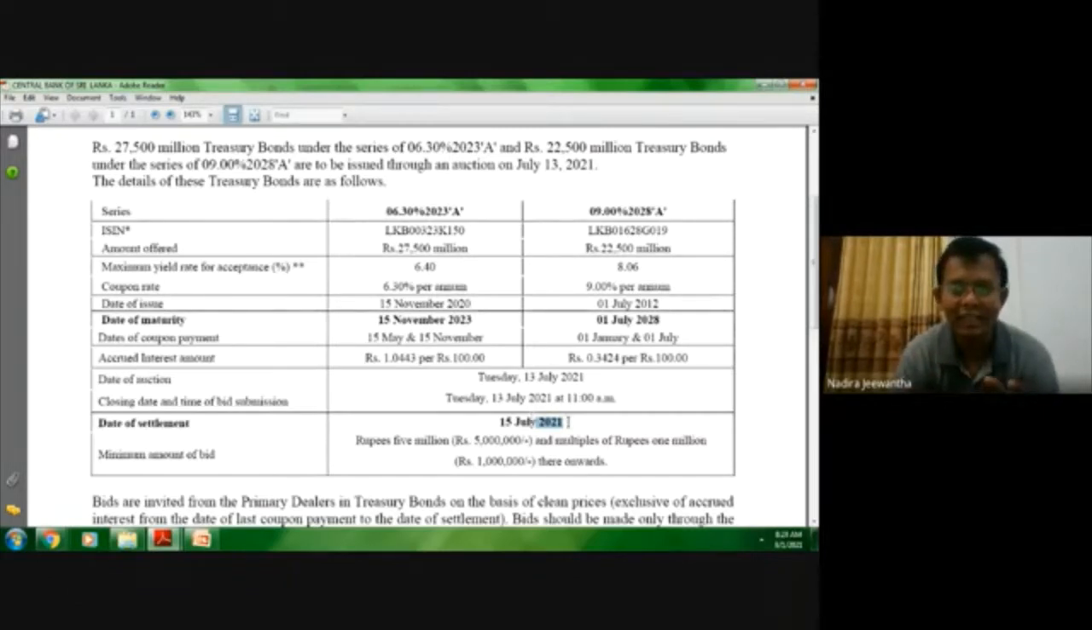But he has invested in 2021. Understood? The initial issue date may be different from the secondary issue date. So the people who have invested in this particular date, the first issuance, they have accepted this particular bond at 100.